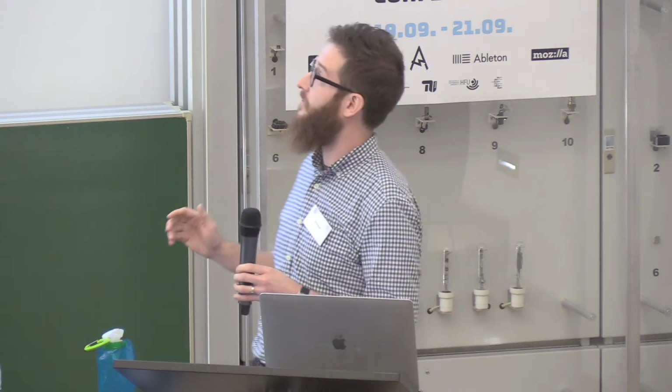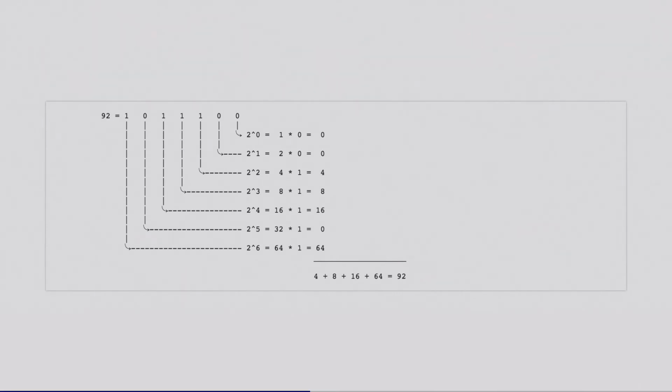So, quick math refresher, this is how binary encoding works, or this is kind of how I think about it. 92 in binary is 10111100. So you notice it has a 1 in the 64's place, and the 16's place, and the 8's place, and the 4's place. And what that tells me is that another way to represent 92 is as 64 plus 16 plus 8 plus 4.